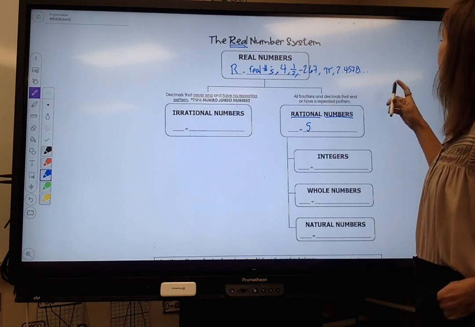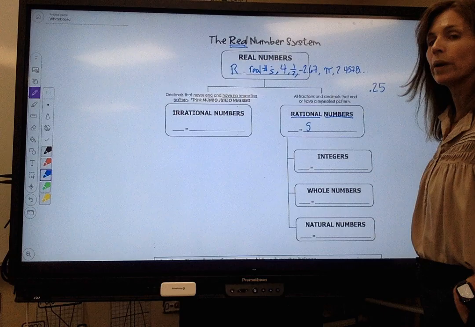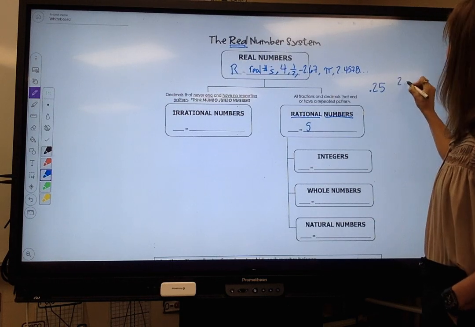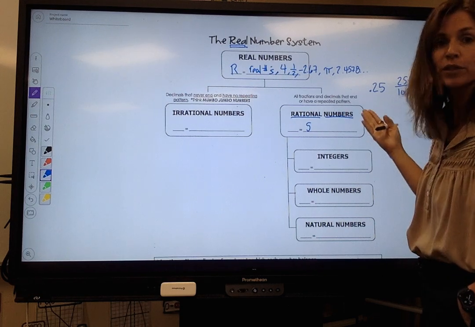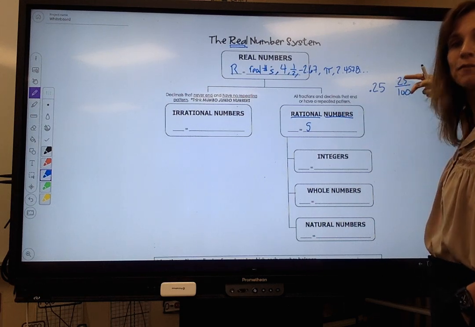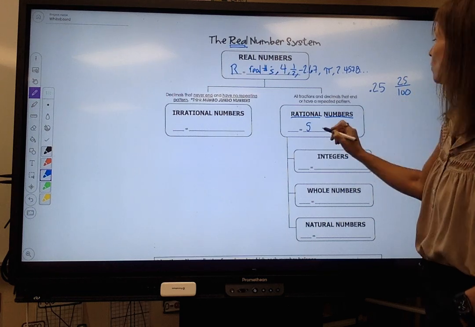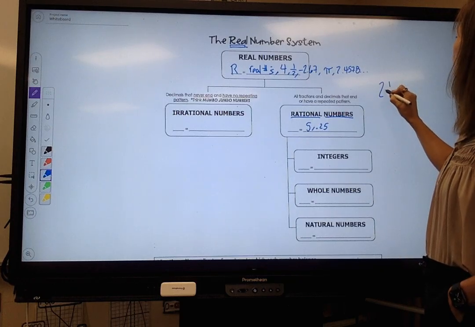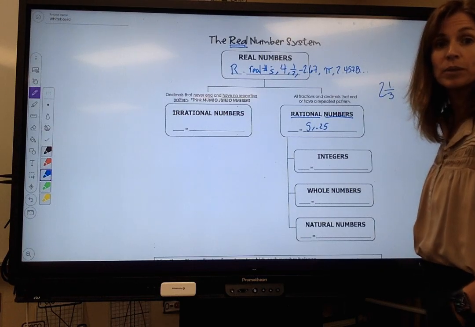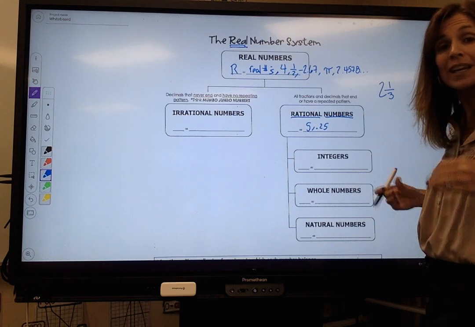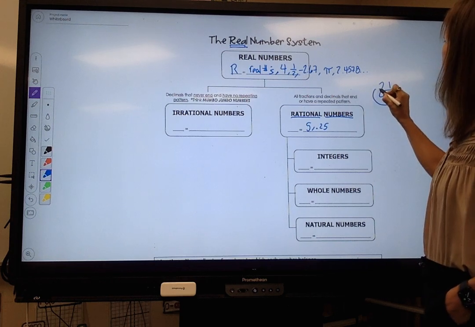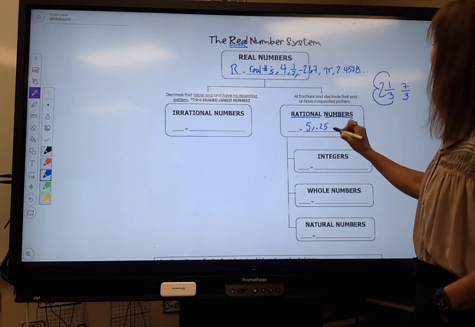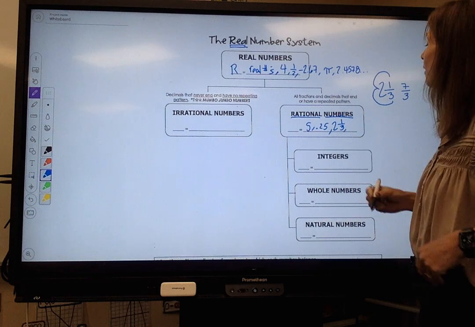What about a number like 25 hundredths? Can that fit the form A over B? Yeah, you betcha. I can do 25 over 100. Now, I could reduce it, but the point is, does it fit the form A over B? It sure does. So decimals can be rational numbers. What about a number like 2 1/3? Is that a rational number? Absolutely. I can force it to fit the form A over B. 3 times 2 plus 1 is 7/3. Bam. Fits the form A over B. So 2 1/3 is a rational number.